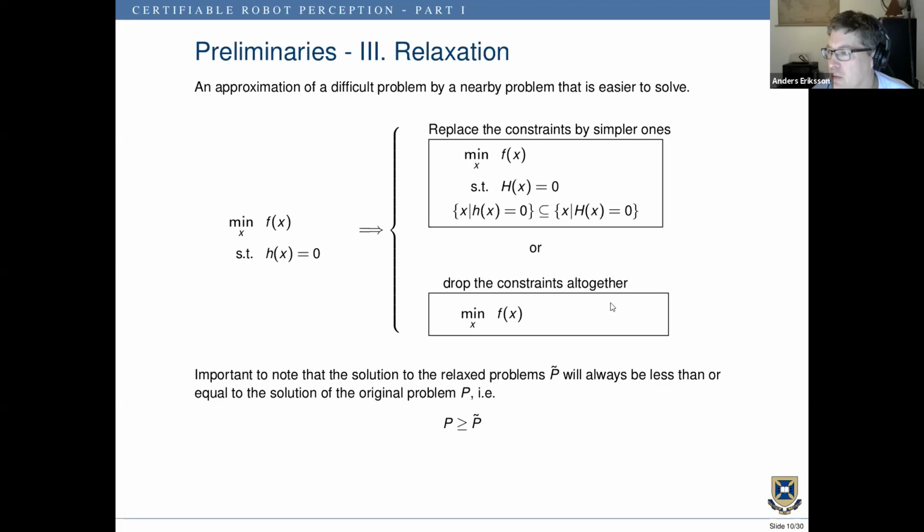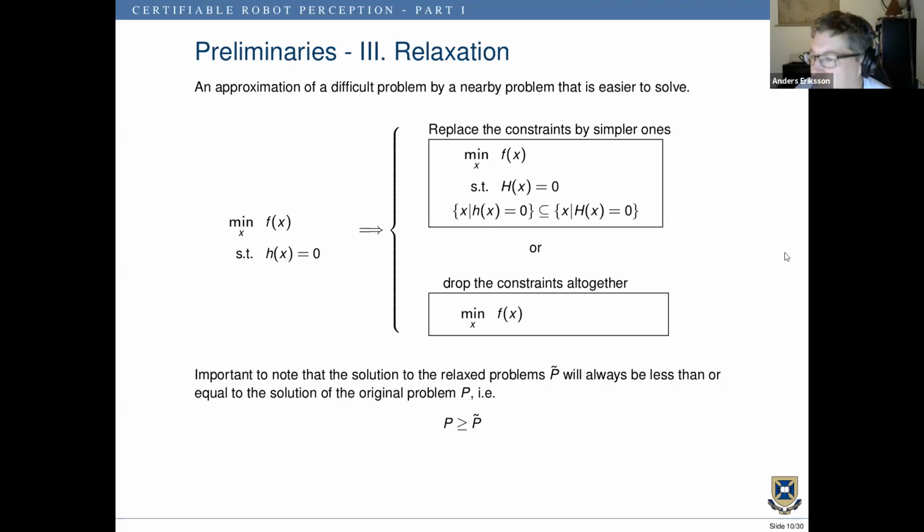So then the third concept, that of relaxation. The idea here is basically that if your problem is too difficult, just try to replace it with a simpler one. More formally, perhaps, it's an approximation of a difficult problem by a nearby problem that is easier to solve.